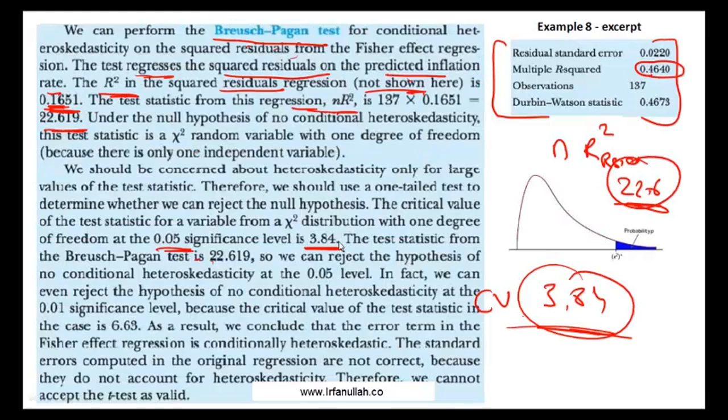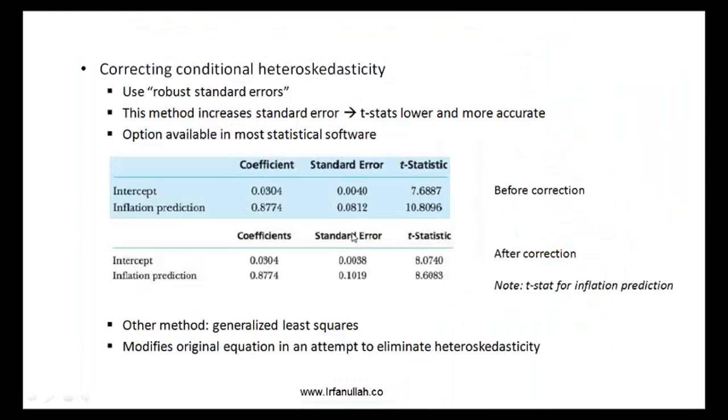All right, so what have we just learned? We have learned what is heteroscedasticity, and we have learned how to detect heteroscedasticity. What's the next thing? How do you correct conditional heteroscedasticity? And why do I say conditional? Because this is the problematic sort of heteroscedasticity.